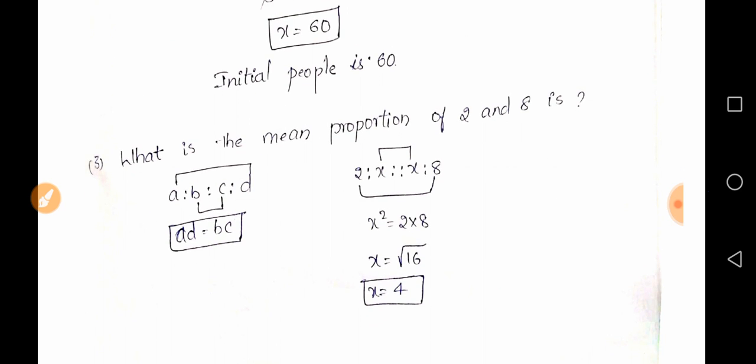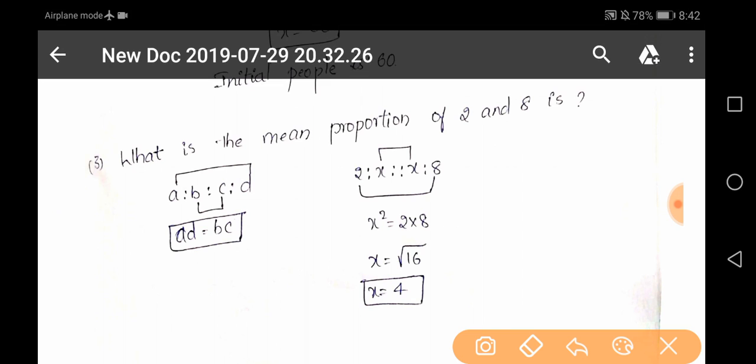Now we'll go with the proportions. What is the mean proportion of 2 and 8? See, in the first video I told you that A is to B as C is to D, we can write it in different ways, and here also we can write AD equal to BC. This is formula based. So to start, I'll tell you the formula based method. Next we'll solve without formula.